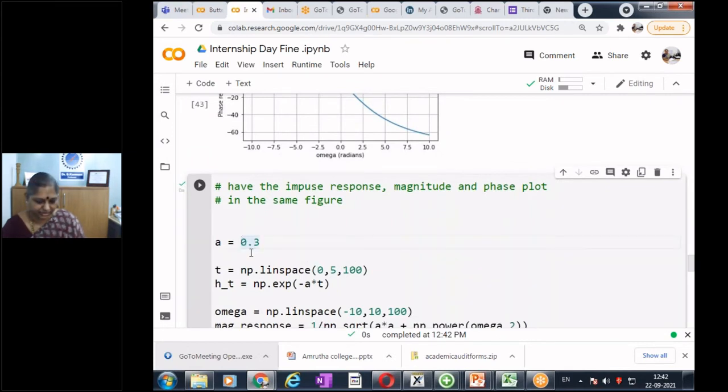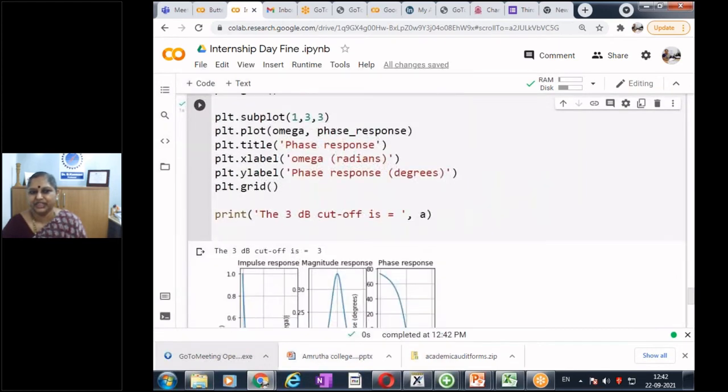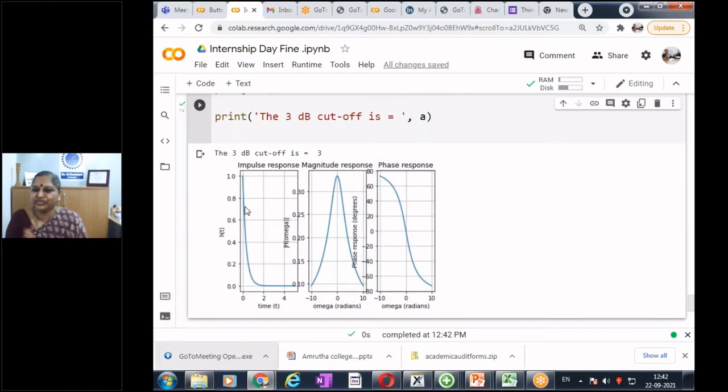Let me make A equal to, let us say, 3. I make A higher. Let me run the program with A equal to 3 and see what happens. So what happened now? How is it in the time domain? It decays very fast. But how is it in the frequency domain? The cutoff frequency has increased.